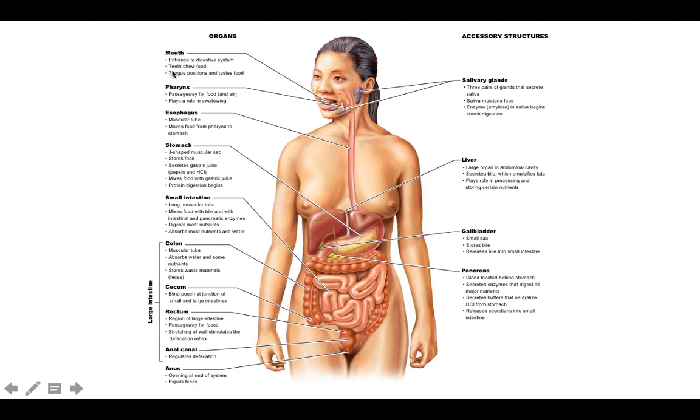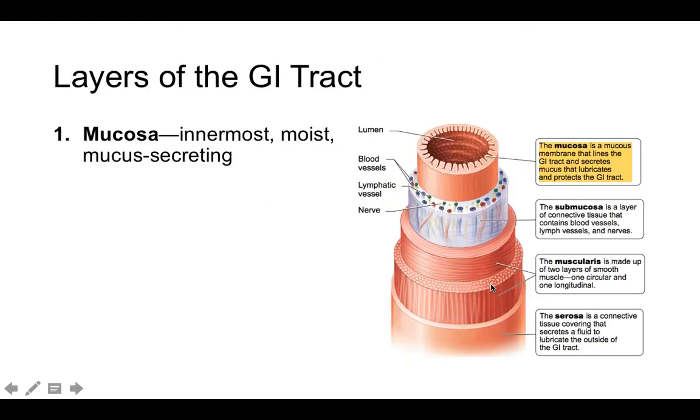We start with the mouth. We move down to the pharynx, the esophagus, stomach, down to the small intestine, the colon. Within the colon, we have the cecum, the rectum, and the anal canal. And then our accessory structures, we have the salivary glands, the liver, the gallbladder, and the pancreas.